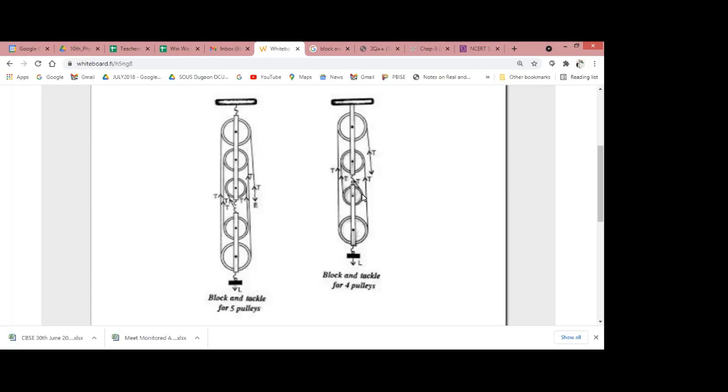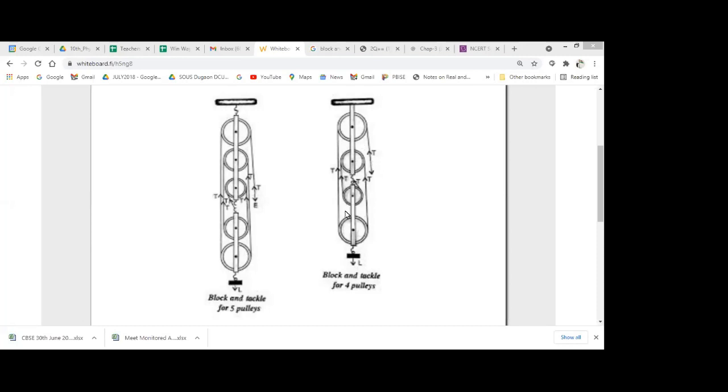And in an even number of pulleys, the fixed point is attached to the rigid support, the fixed block. I repeat that in case of an odd number of pulleys, it is attached to the movable block, while in case of an even number of pulleys, it is attached to the fixed block.